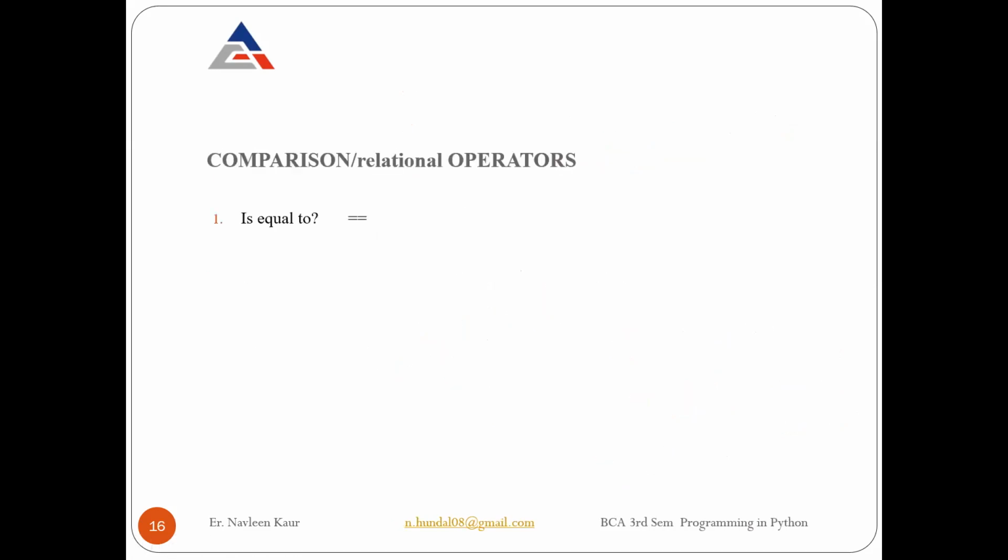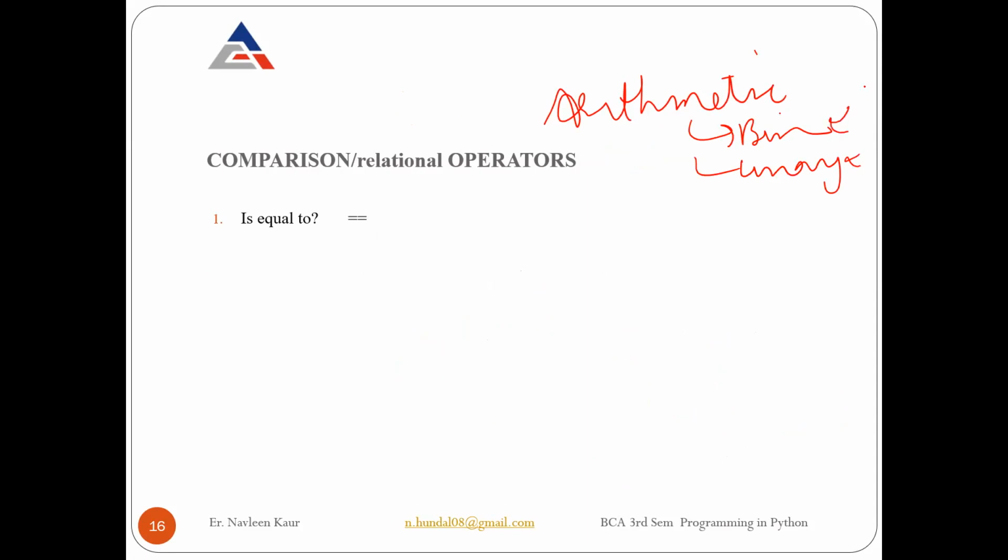Then there are comparison operators. The first category we have already covered, arithmetic, and they are of two types, binary or unary. Unary means they need only one operand, binary means they need minimum 2 operands. Binary are all of these: plus, minus, multiply, divide, floor division, exponent, even modulo, all are binary because all need minimum 2 operands. Unary are only 2, plus and minus.